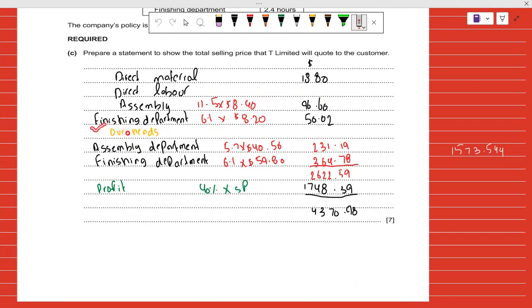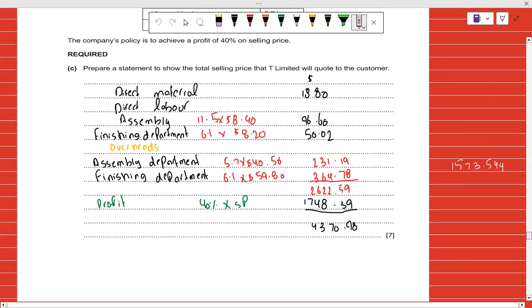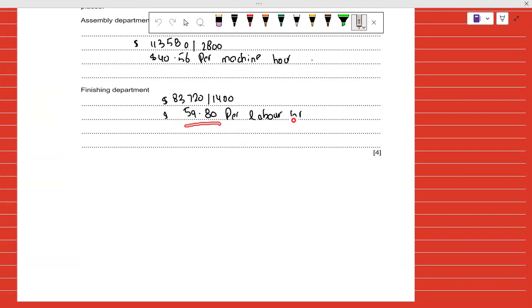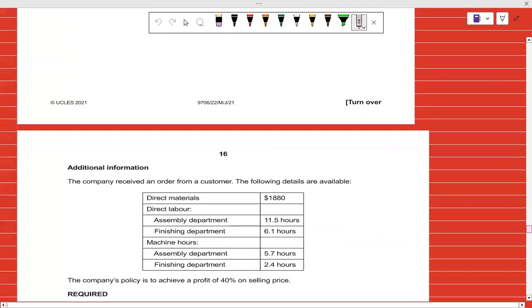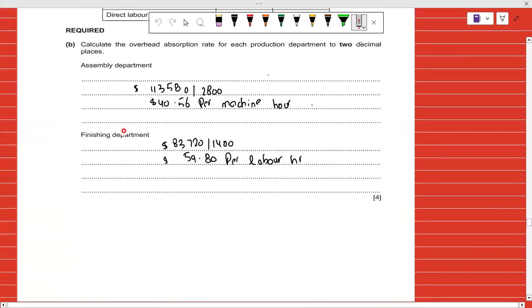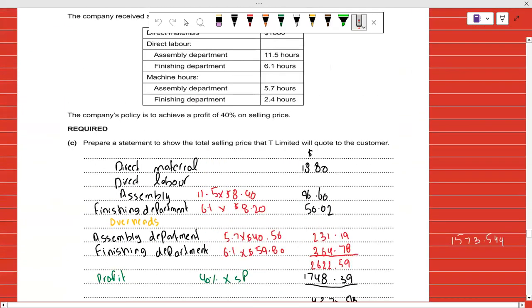So now we have some overheads also, which is our machine hour. We just calculated the machine hour rate here. This is 40.56 per machine hour in the assembly department and 59.80 per labor hour in the finishing department. So these are basically our overheads.